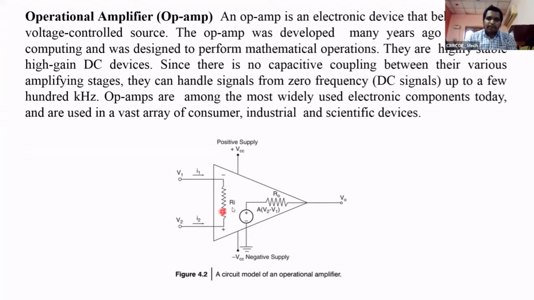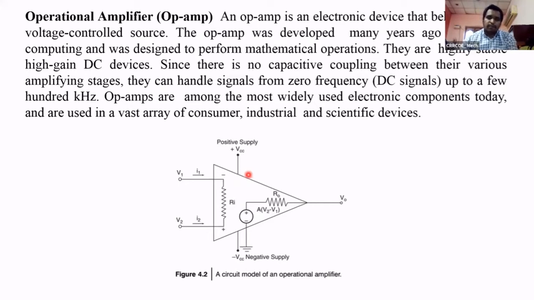This operational amplifier amplifies the difference between the two inputs, meaning V1 minus V2 is amplified, and the output is the amplification of the difference between V1 and V2. This is the open loop operational amplifier. It has a gain, meaning the amplification of this device depends on the gain of this particular op amp.